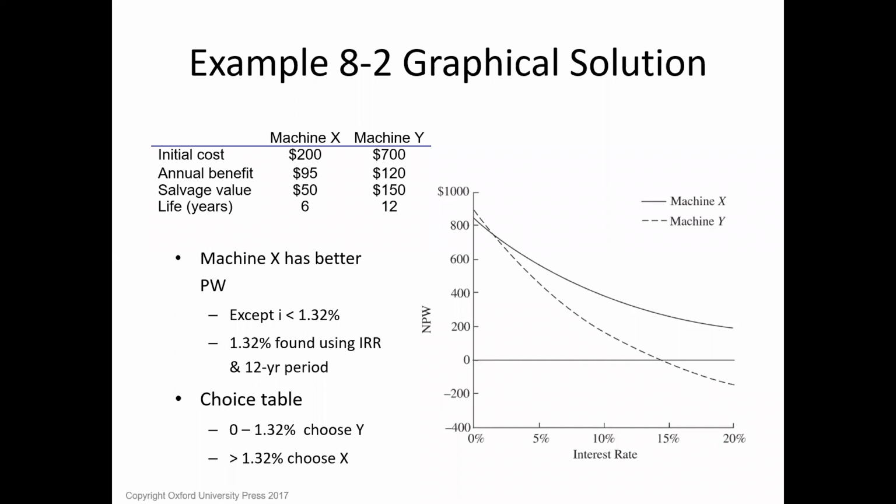If we look at this analysis graphically, machine X has a better present worth, right? We can create a choice table. We can graph and linearly look at the results.